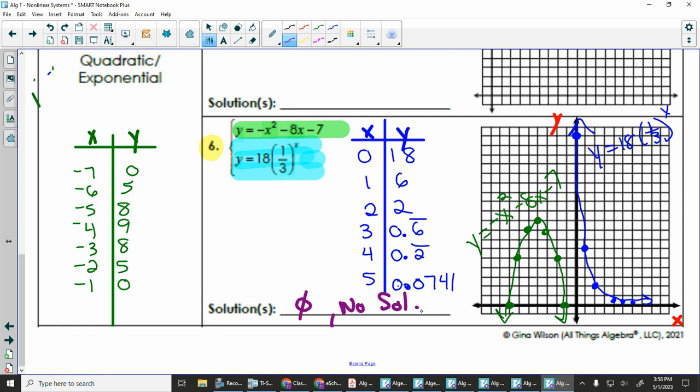Okay, so there's one of each of the different things you could see. One where the graphs touch each other one time only, one where the graphs touch each other twice, and ones where they don't touch each other at all.